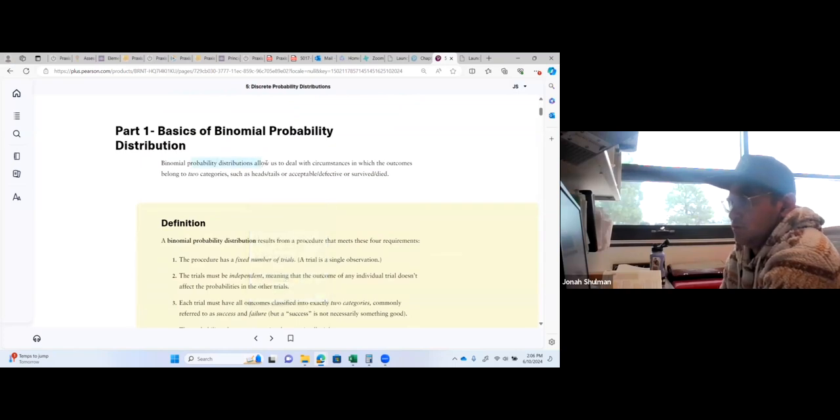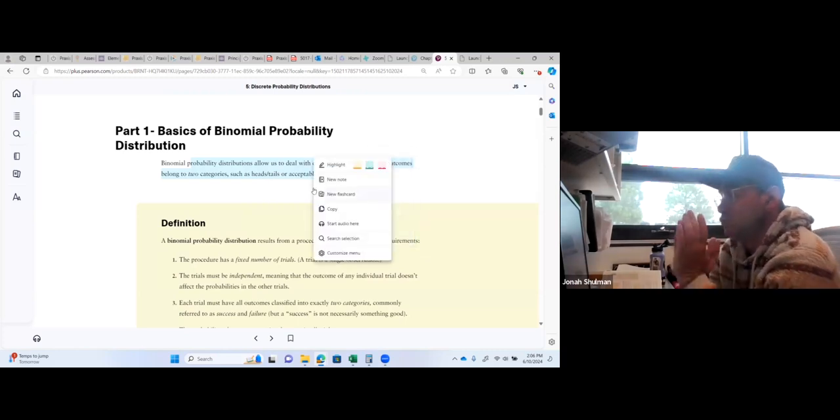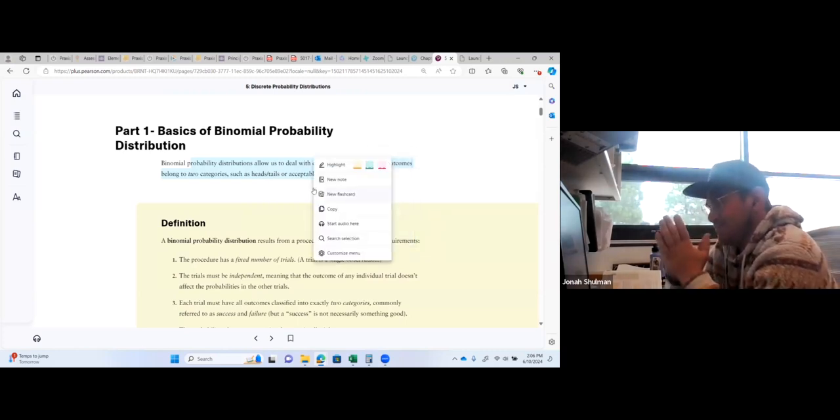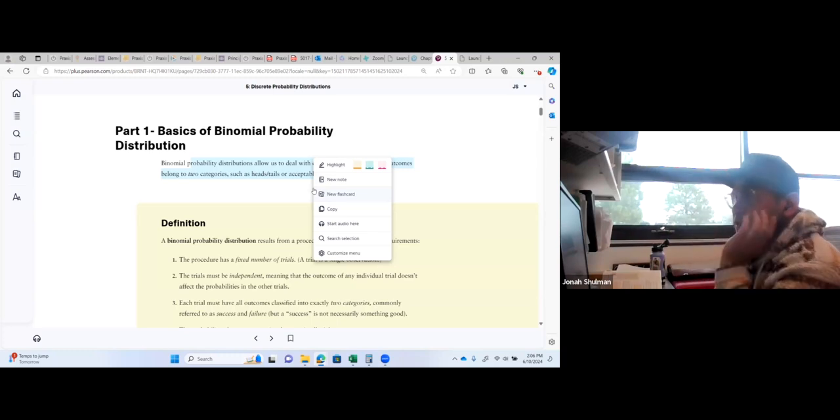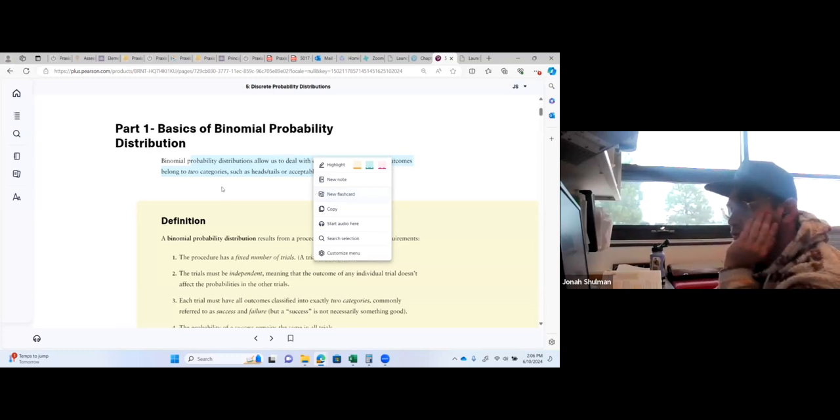Binomial probability distributions allow us to deal with circumstances in which outcomes belong to two categories: heads and tails, acceptable, defective, survived or died. For us, because this is binomial, our two things are always accept or reject the null. Our two categories are always going to be like this was a successful study, a successful survey, or this wasn't. That is the main difference. That's why we're doing these binomial ones.